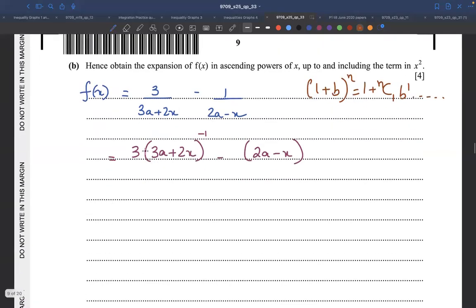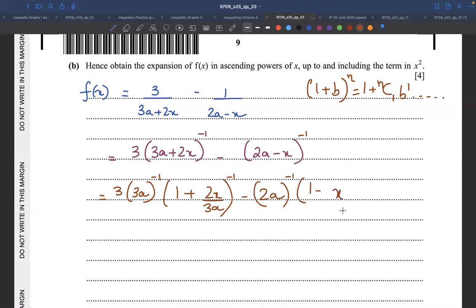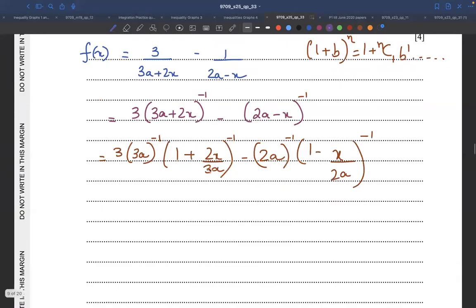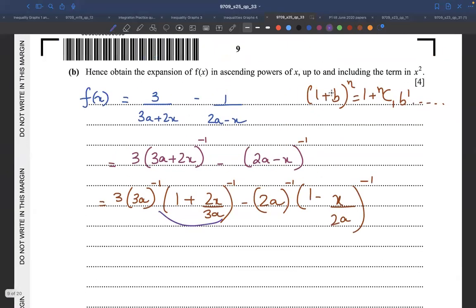So if we take 3a common from over here, we'll write it as 3a to the power of minus 1, that is taken common out. We'll get 1 plus 2x upon 3a, and this will become our b. And similarly over here, if we take 2a to the power of minus 1 common out, we'll get 1 minus x upon 2a to the power of minus 1. Now we'll expand each of these terms individually, and we have to expand only up till x squared.